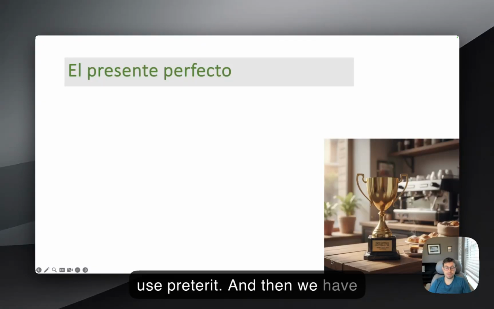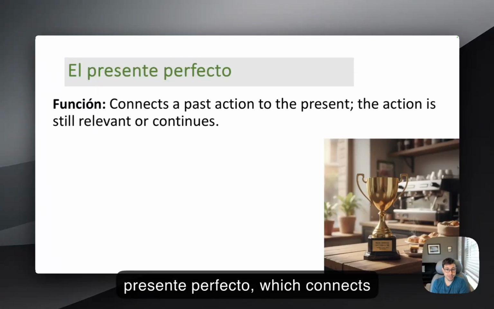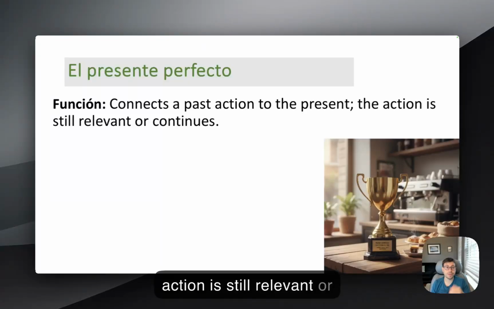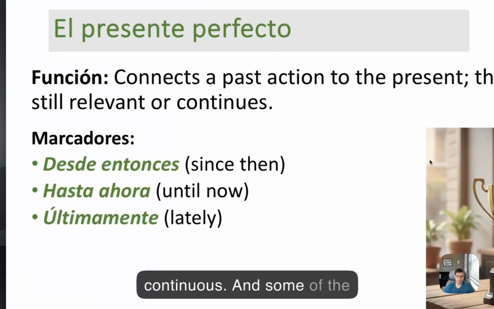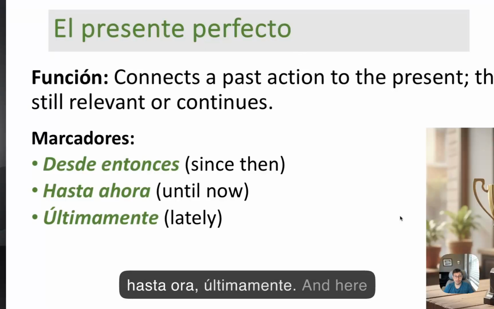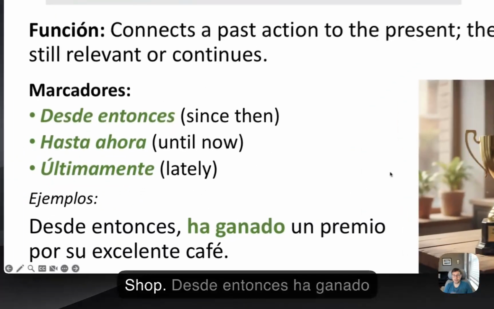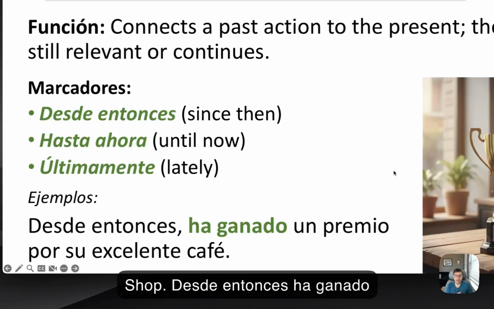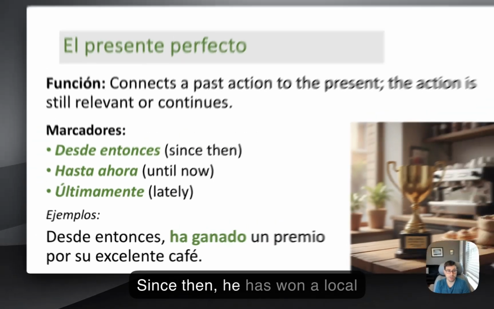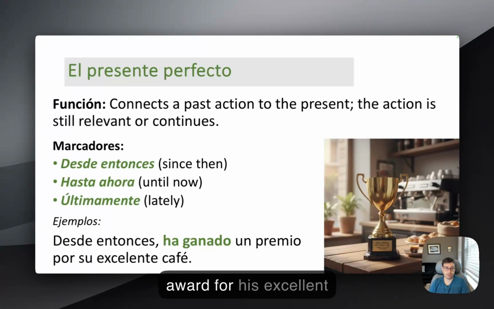And then we have, moving towards the present, el presente perfecto, which connects a past action to the present. The action is still relevant or continuous. And some of the marcadores are desde entonces, hasta ahora, últimamente. And here we can keep going with the example about Juan's coffee shop. Desde entonces, ha ganado un premio por su excelente café. Since then, he has won a local award for his excellent coffee.